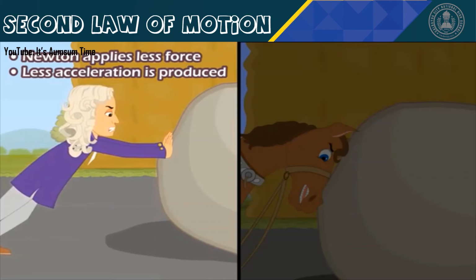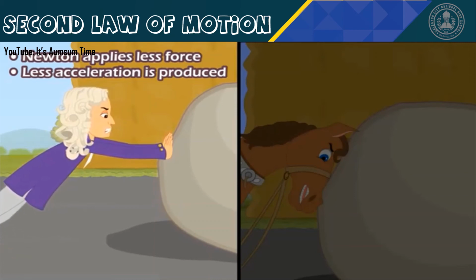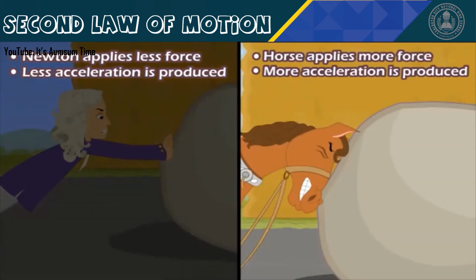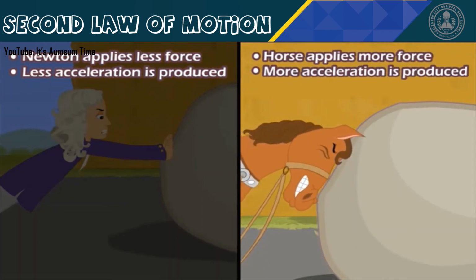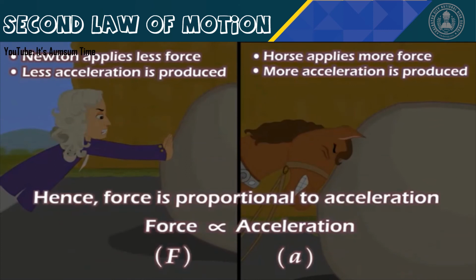Take a look at this video. On your left side, you see Newton applies less force to the rock, producing less movement or less acceleration. On your right side, you see the horse applies more force to the rock, producing more movement or more acceleration. Hence, force is proportional to acceleration.